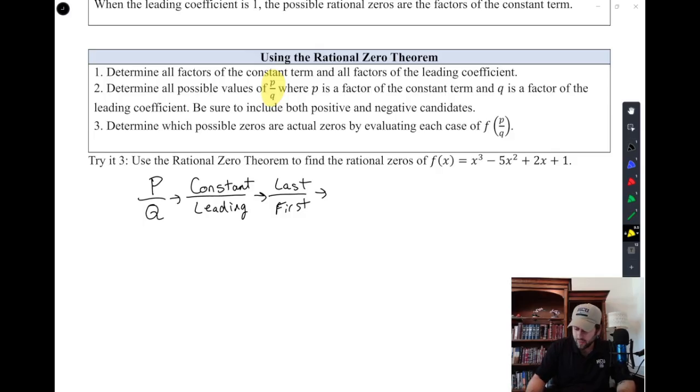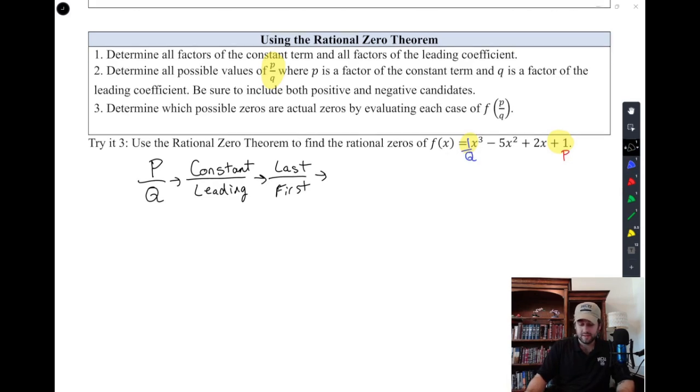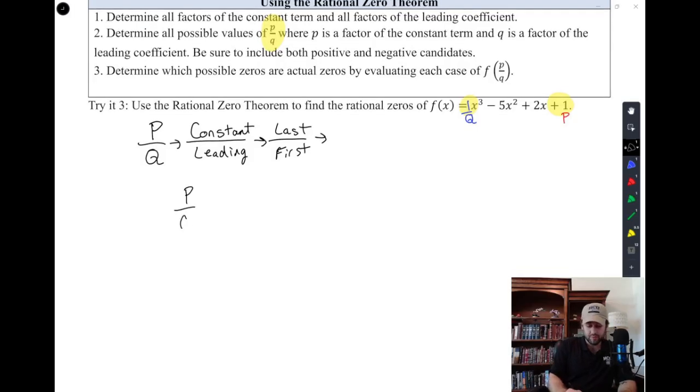And so what I'm going to say is I'm going to look right here and I'm going to say this is my last. This is my P. This goes on the top, this 1. And over here we have a 1. That's my Q. That goes on the bottom. And so what I have for P over Q is 1 over 1. And I'm not going to set it equal to anything. I'm going to factor the top and the bottom. And I'm going to say what times what equals 1? Well, you've got plus or minus 1 over plus or minus 1.